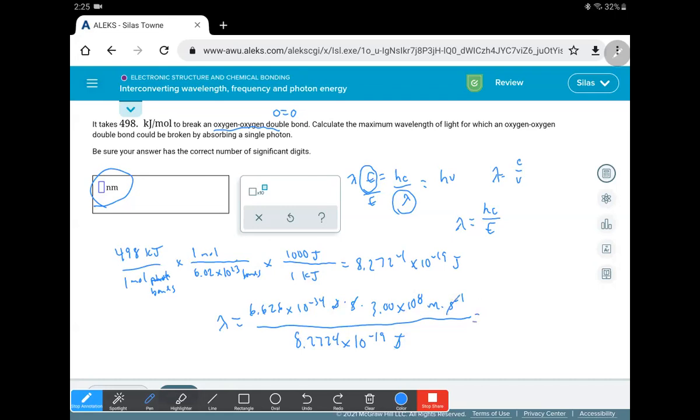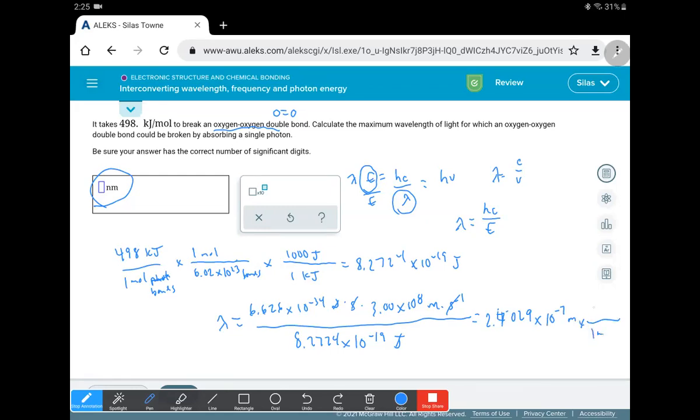So let's plug that in. 6.626 EE to the negative 34 times 3.00 EE to the 8th divided by 8.2724 EE to the negative 19th. And I get 2.4029 times 10 to the minus 7th meters, which is a good sign. That means I'm in the meter range.